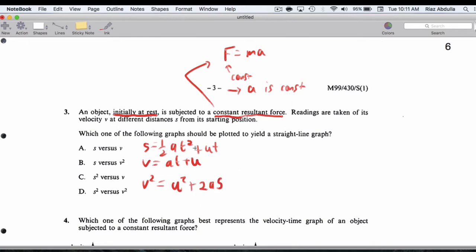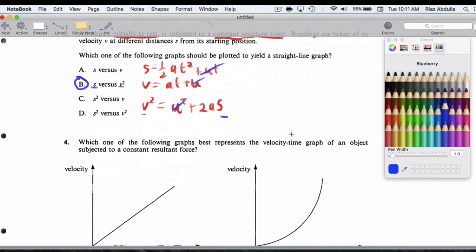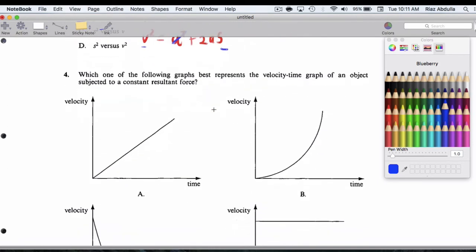And let's be clear, since u is 0, there are a number of terms that drop out. This term drops out because u is 0, so does this, and so does this. So what this tells me is if I were to graph s against v squared, I would actually end up getting a nice steady line, according to equation number 3 that we wrote here.